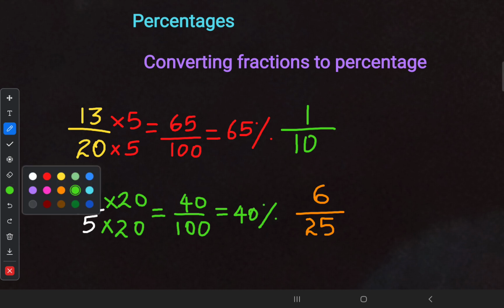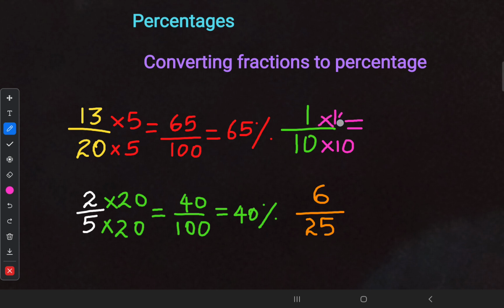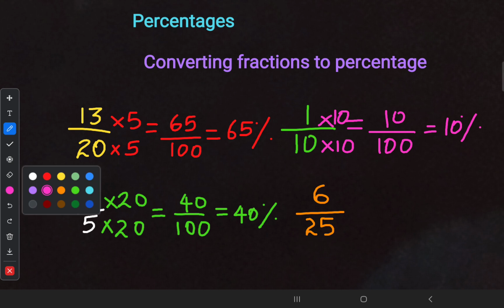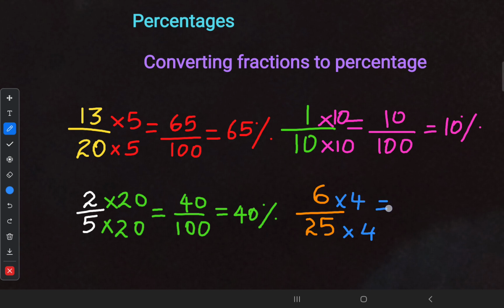And what is our next question? 1 upon 10. It's easy. You can multiply this by 10 to receive the corresponding fraction, 10 upon 100. So it would be 10 percentage. For the last question, you should find the particular multiplicand, that would be 4. So 24 upon 100, and its corresponding percentage would be 24 percentage. That's all from these questions.